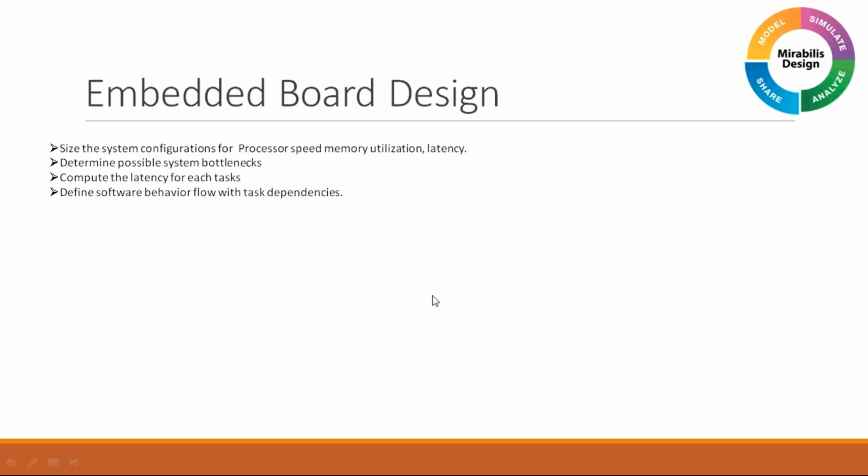Okay, and also I'm going to look at how I can define my software behavior flow with task dependencies. You may wait for completion of a particular task, and if that task takes more time than expected, then you would end up taking more time for the task that is dependent on the previous task as well. So we're going to look at all these scenarios today.